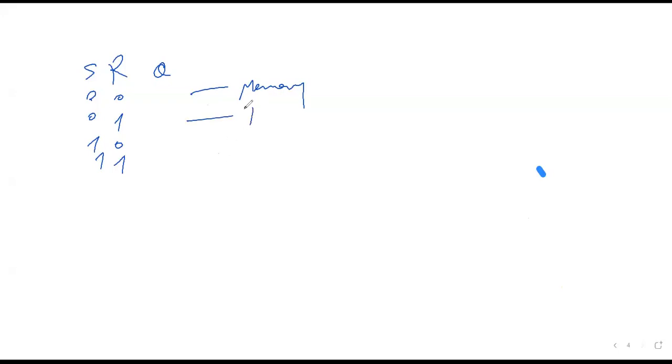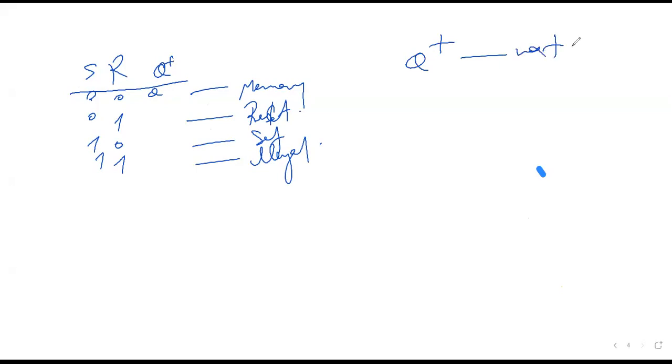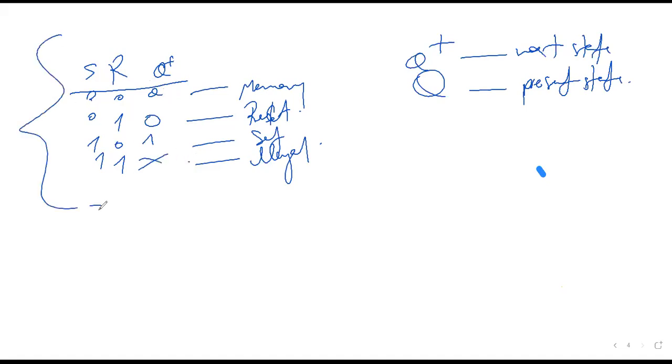It's reset, 01, we have the reset state. Then we have the set, and then illegal. So the memory state: this is Q plus, the next state, and this is the present state. When I say Q plus, this is the next state, which means Q is the present state. So here the present state is equal to the next state. Here we have reset, 0, 1, illegal. This is the truth table for the SR latch.